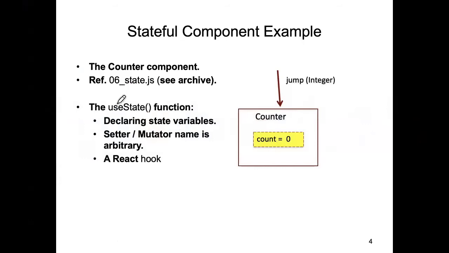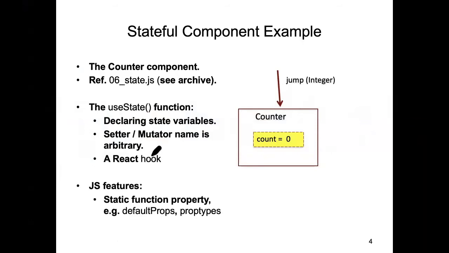Right, so this useState function is for declaring state variables. It provides a setter or mutator method, and you can call the mutator anything you want to. It doesn't have to be called set something as I did there, but we're familiar with setter and getter methods from other programming languages. Technically, we would say that the useState function is what's called a React hook, which I'll come back to in more detail later on.